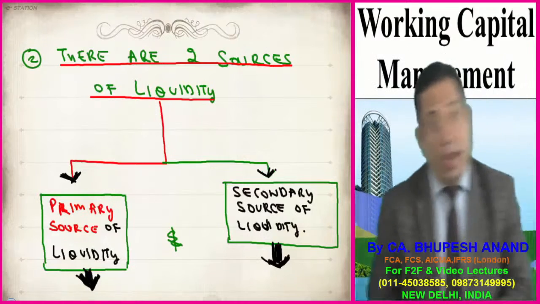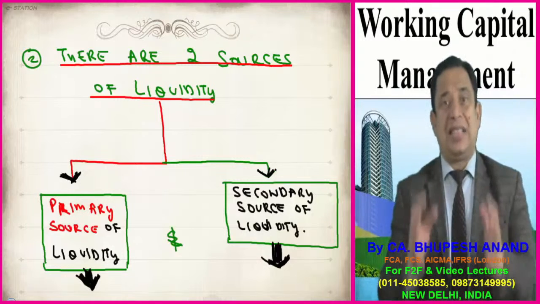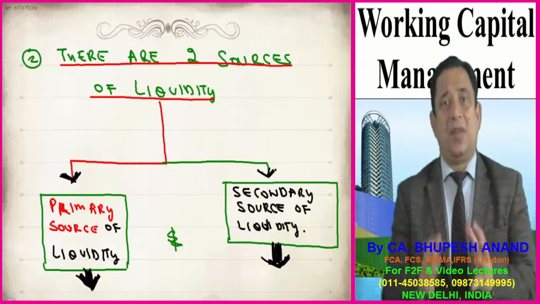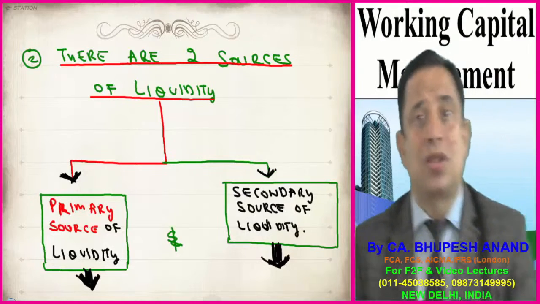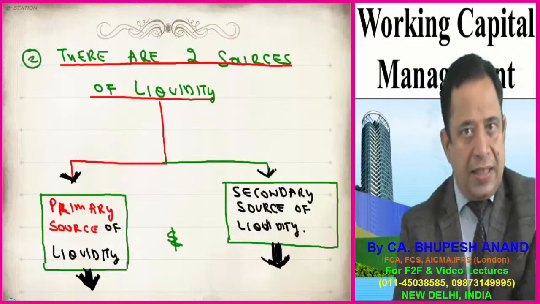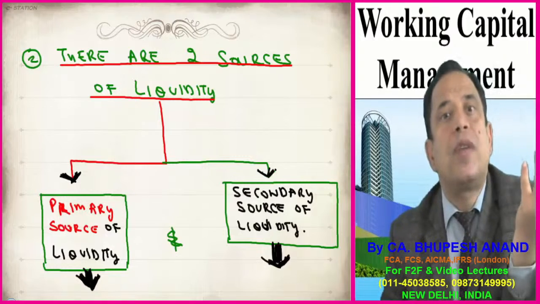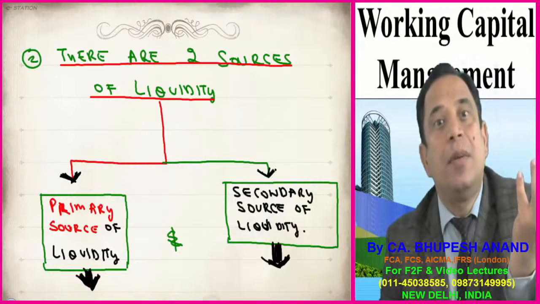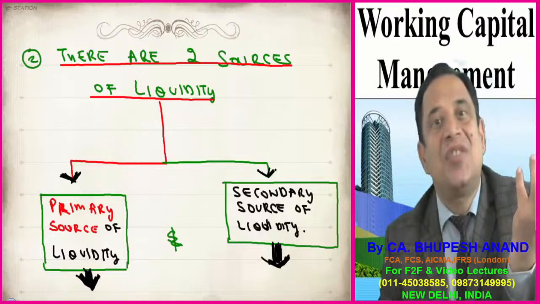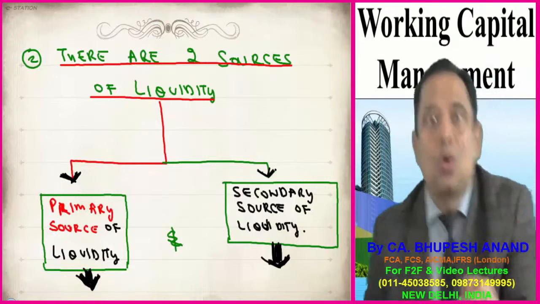Please write down. Don't try to be over smart. This is the last topic, the last reading of corporate finance. There are two sources of liquidity. One is the primary source, the main source, and the second is the secondary source. When I say main source, what do I mean? Cash sales, cash collected from accounts receivable, cash credit, line of credit, bank overdraft. All these are primary sources of liquidity.